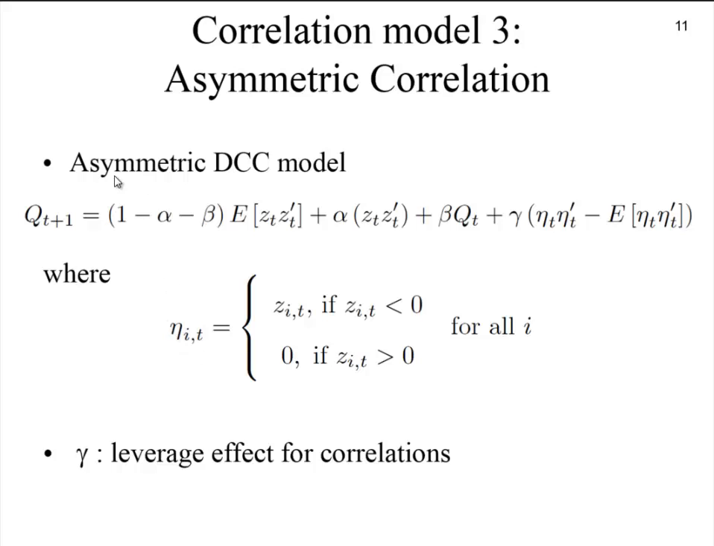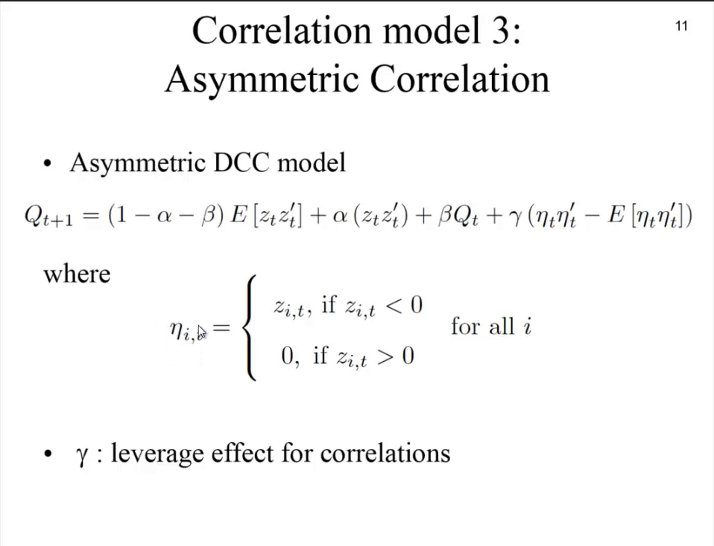The last model for dynamic correlations is the asymmetric DCC model. So far, we have considered that two positive returns have exactly the same impact on correlation as two negative returns. So if Zi, Zj are both positive, or if both are negative, they have exactly the same impact on correlation. Now, on market crashes, we know that correlations increase. Hence, we want two negative returns to impact correlation more than two positive returns.